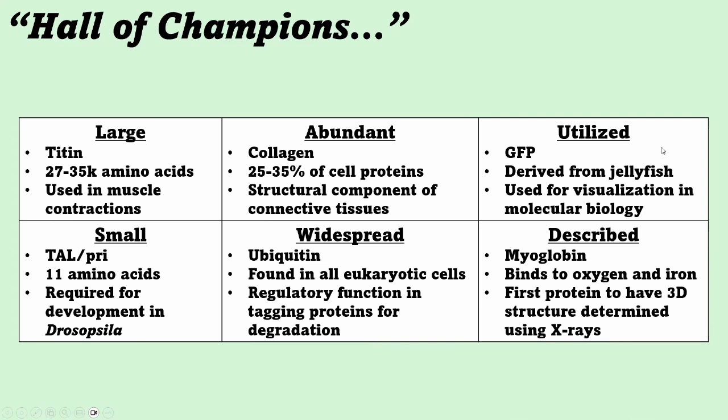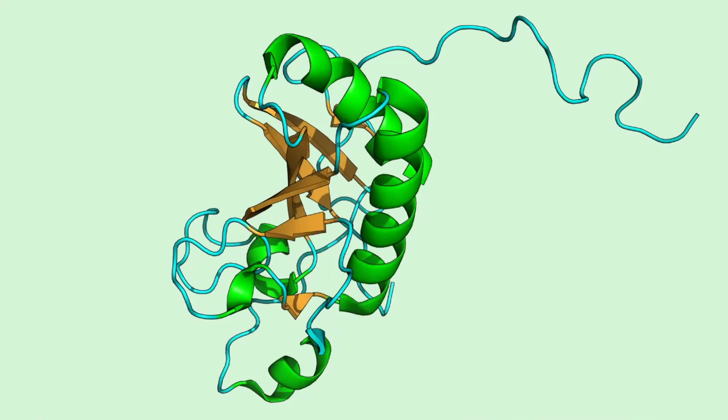One of the most utilized, at least from a biologist's side, is GFP, green fluorescent protein. It was derived from jellyfish. It glows green when fluoresced and can be used for visualization in molecular biology. And one of the first described more fully was myoglobin. That's a protein that binds to oxygen and iron, and it's the first protein to have a 3D structure determined using X-ray crystallography. So with that, that was a little bit more about proteins, their structures, and their functions.